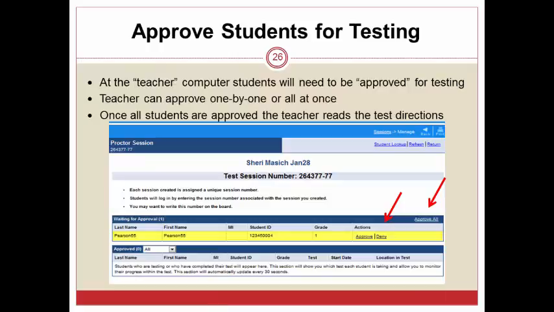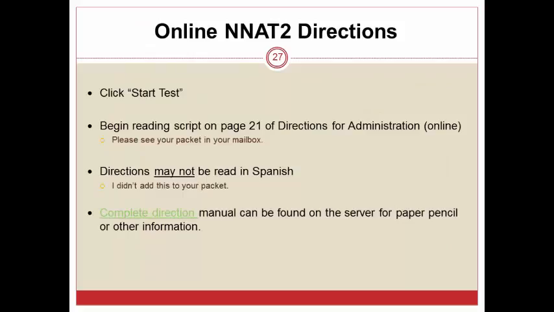At the teacher computer, students will need to be approved for testing. Teachers can approve one by one or all at once. The image below shows how this happens. Once all the students are approved, the teacher reads the test directions. You click to start test. Begin reading the script on page 21 of the directions.